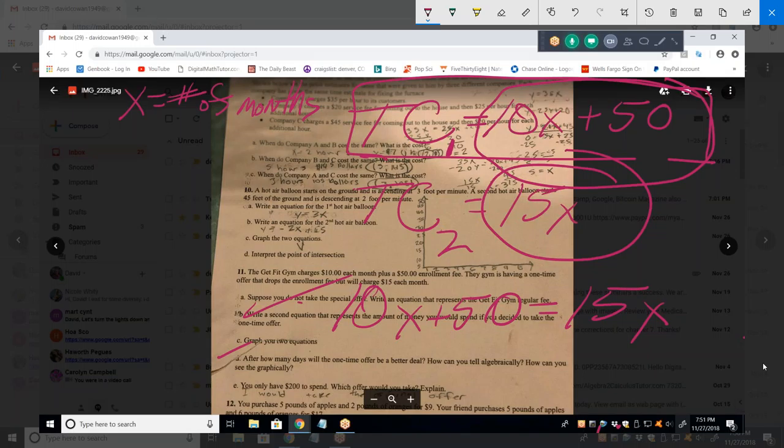Again, you're trying to put all the terms that have variables in them on one side of the equation, all the numbers on the other. Shoot, I'm so confused. I don't know why. I'm confused. All right. Here, let's do something.